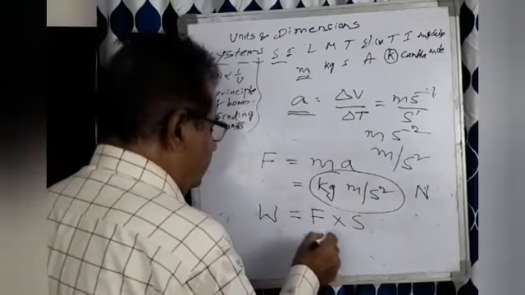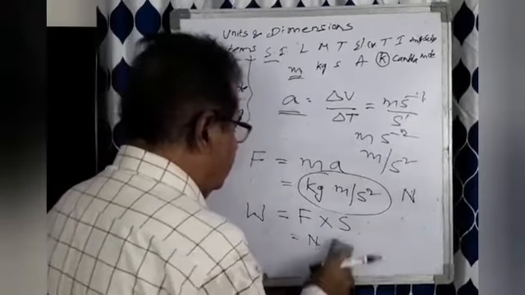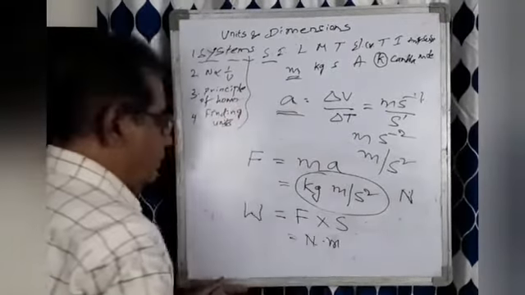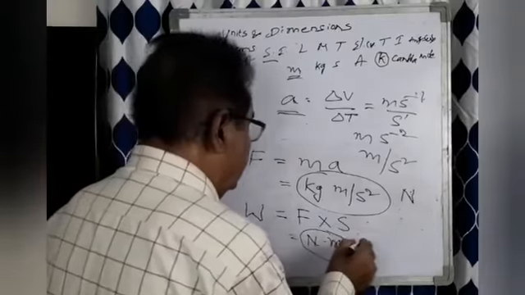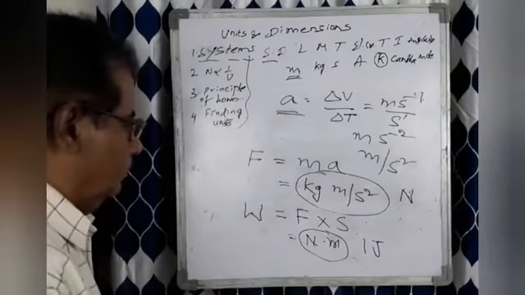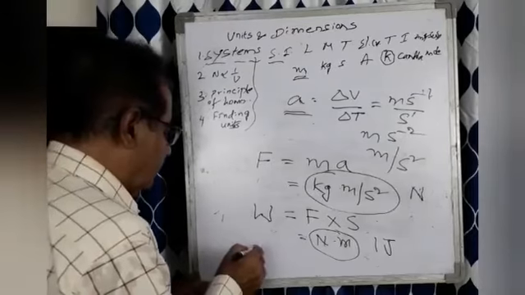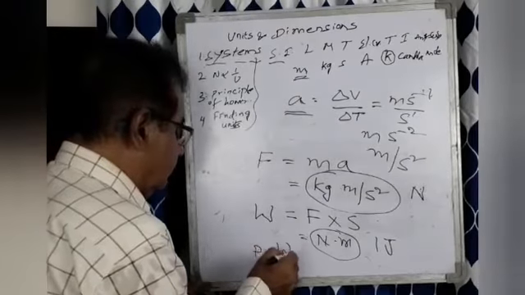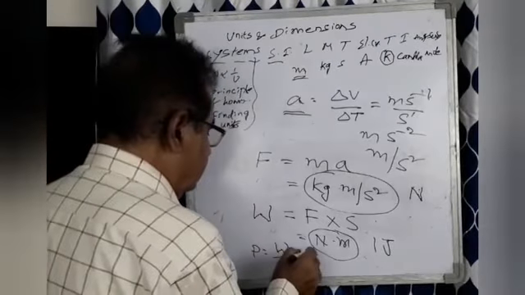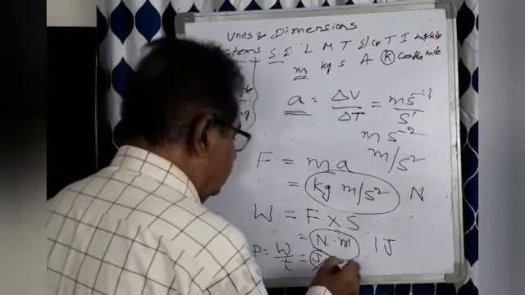So Newton meter. This is not time, it's distance. Newton meter is given another name, after another scientist, joule. So it is called joule. The unit of work is joule. Similarly, you have power. Power is equal to work done per second, work by time. Work by time means joule per second. It is given another name after a scientist, watt.